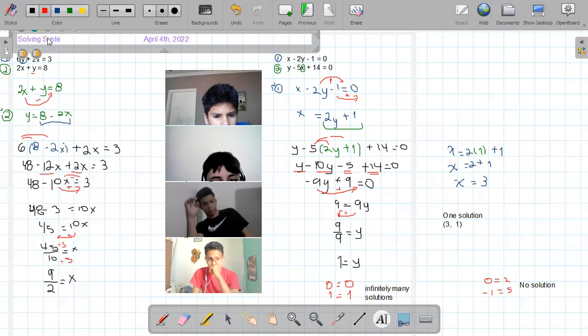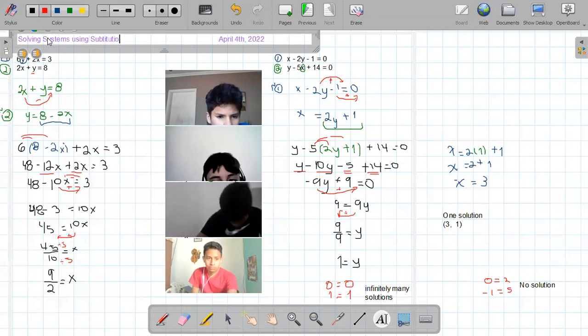Systems. And what did we use? By substituting. Exactly. So solving systems using substitution. Okay, that is the topic for today. Solving systems using substitution.